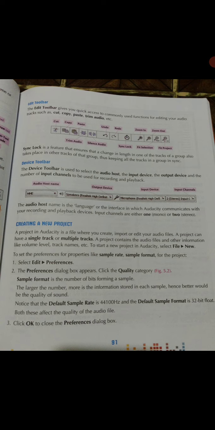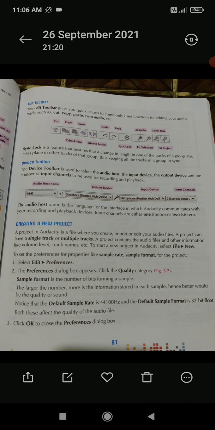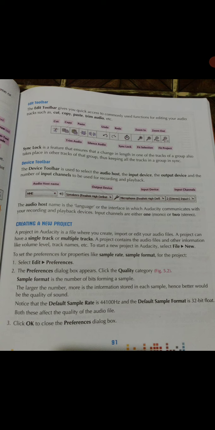Click the Quality category. Sample format is the number of bits forming a sample. The larger the number, the more information is stored in each sample, hence the better the quality of sound. Notice that the default sample rate is 44100 Hz and the default sample format is 32-bit float. Both of these affect the quality of the audio file.